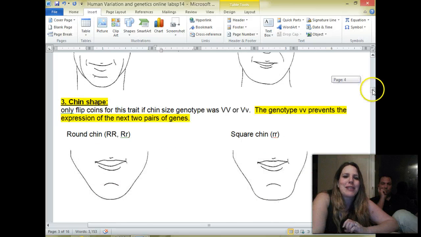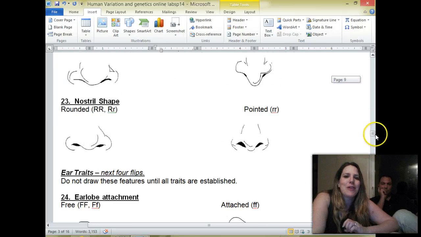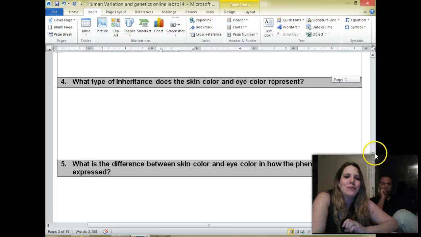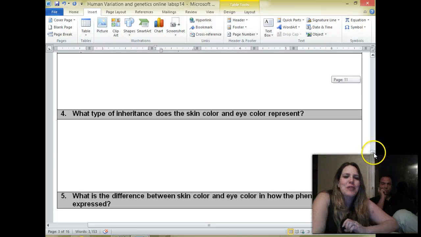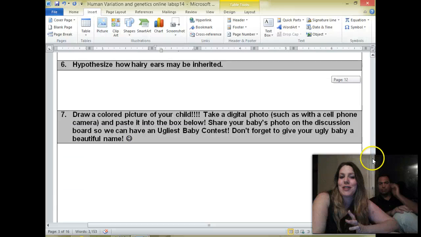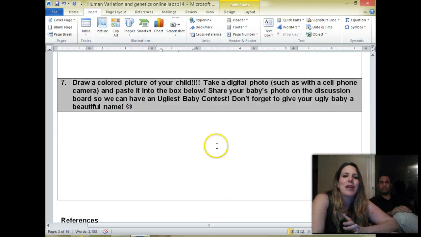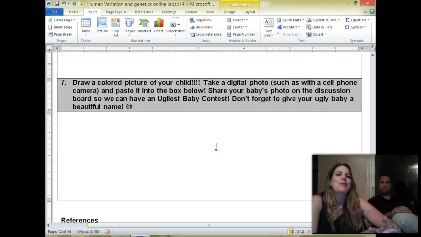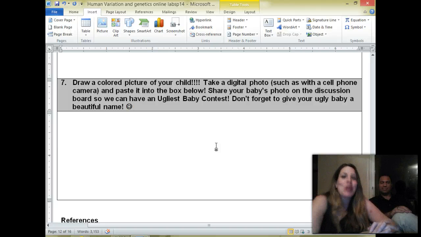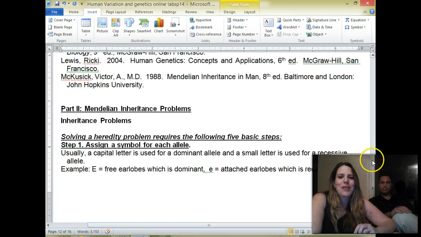There's a place in here when you go down to the follow-up questions, which are right here. So answer these follow-up questions. Think about the different kinds of inheritance patterns we talked about. And in here, paste that JPEG picture of your ugly baby. Then post the picture also on the discussion board for this lab, and we will vote on the ugliest baby. We'll have an ugliest baby contest, and the winner will get a prize.